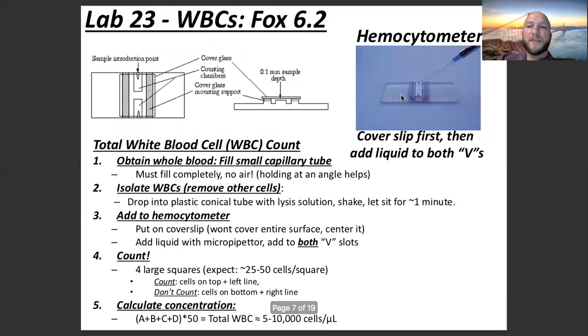Let's go to the next slide so we can see our hemocytometer. We're going to add drops to these little V-shaped indentations on the side, and then we're going to add a cover slip. There are special cover slips for the hemocytometer. Everything up to this point has been pretty much the same as what we did for the red cell total count, but this is where it's going to change.